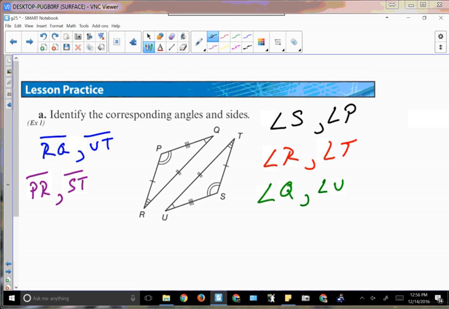P what? PQ. We need segment PQ. Okay. So we get segment PQ, and it goes with what? SU. You can't just identify it by letters. You have to make sure that you are properly identifying everything there is.